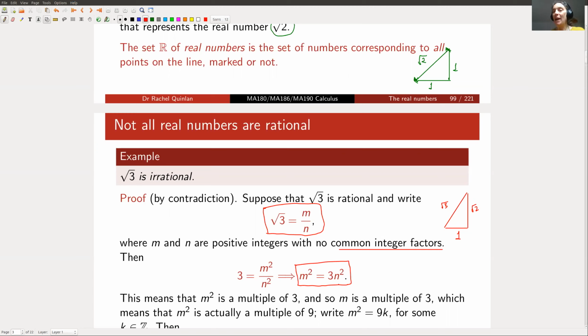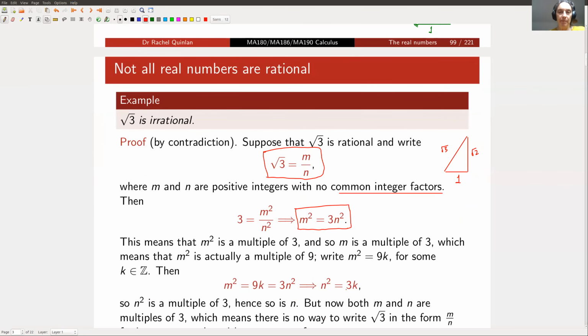Okay, so remember that m and n here are integers. So, what's that saying? That's saying that m squared is a multiple of 3. So m is an integer, m squared is a multiple of 3. So the claim here is that that means that m must be a multiple of 3. And I suppose the way to think about this, if it's not immediately clear, is, m is an integer, so it's some product of primes. Maybe it's p1, p2, up to pk, whatever. But these are primes.